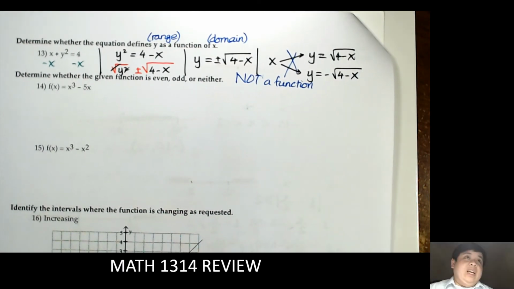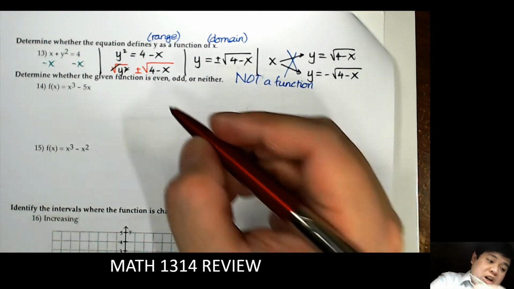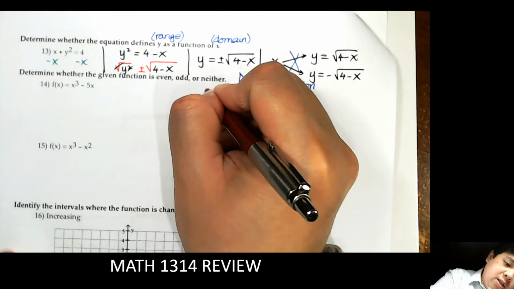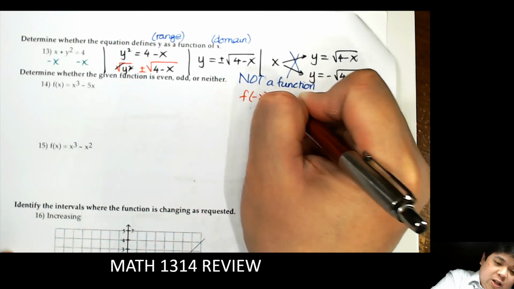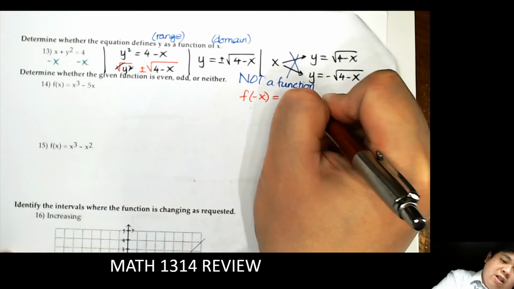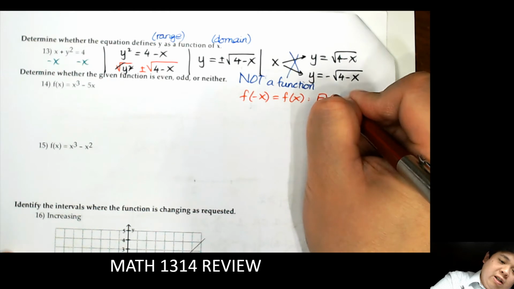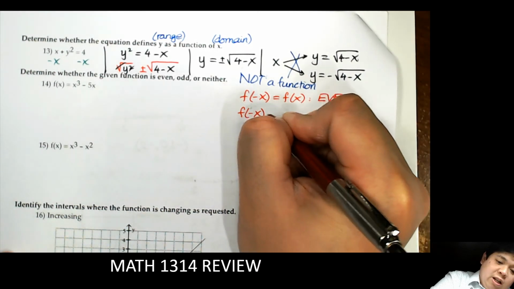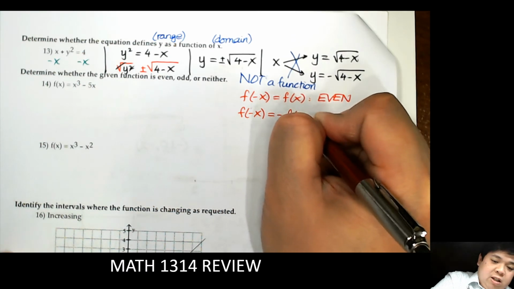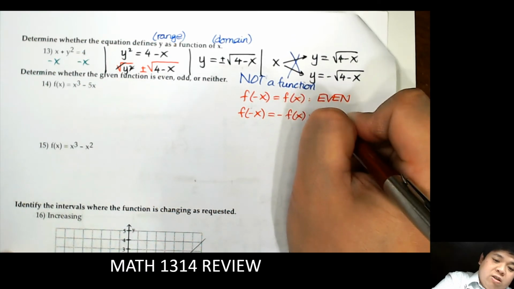Right. Next we have even and odd functions. Let me write the definition first. If f of negative x equals f of x, the function is even. If f of negative x equals negative f of x, that's where the function is odd.